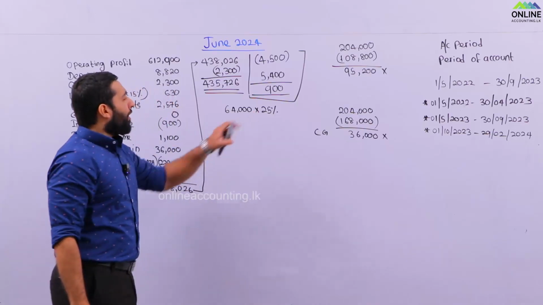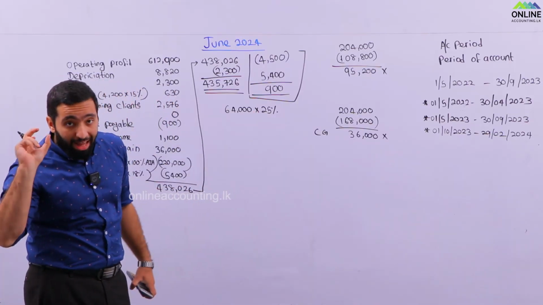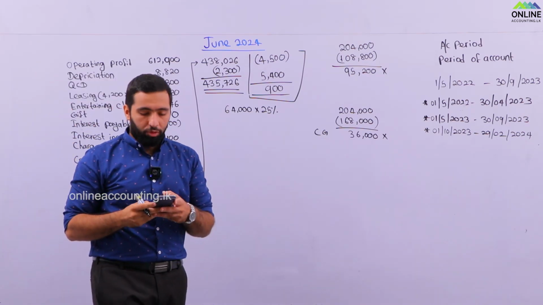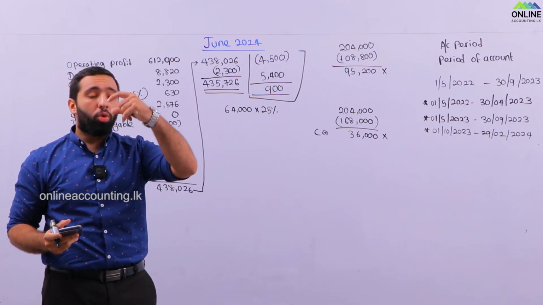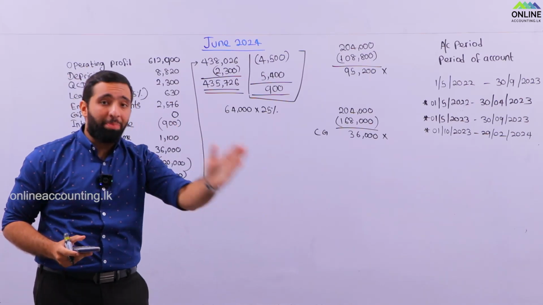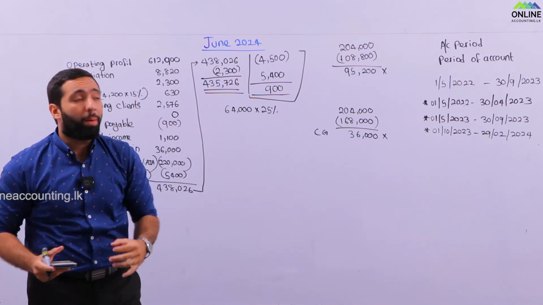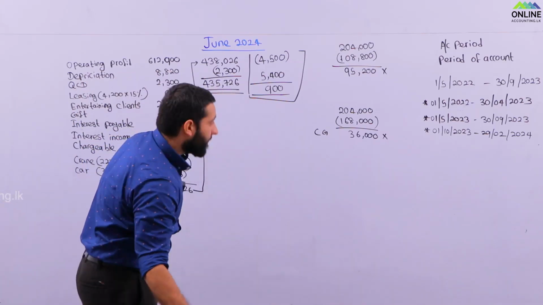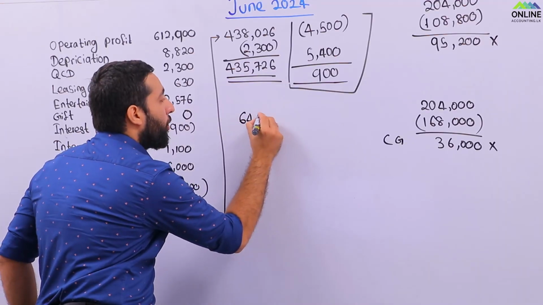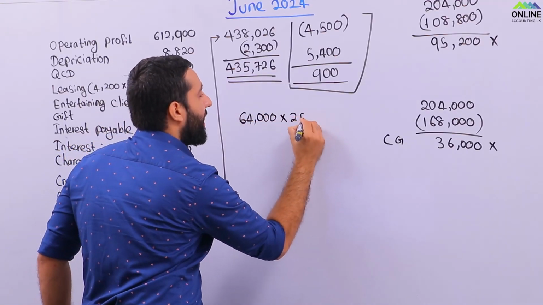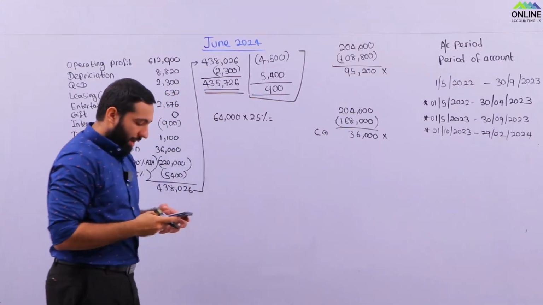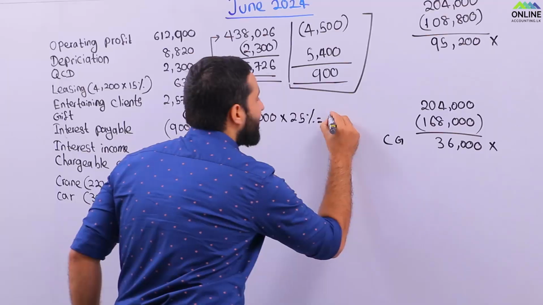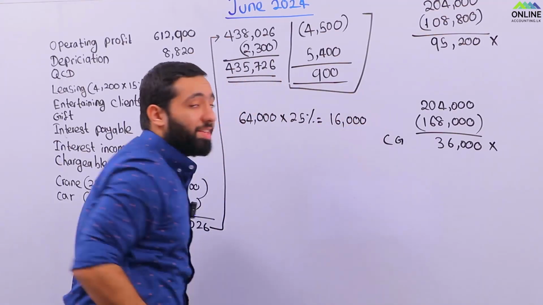Why have I applied 25% here? That is because the taxable profit is more than 250,000. Okay, so there is a margin where you can reduce, either you can use 19% or 25%. We have learned this in chapter number 16. Okay, so this has to be 64,000 multiplied by 25%, and then finally you arrive at how much? Yes, 16,000 you will be saving. Okay, 16,000 you will be saving.